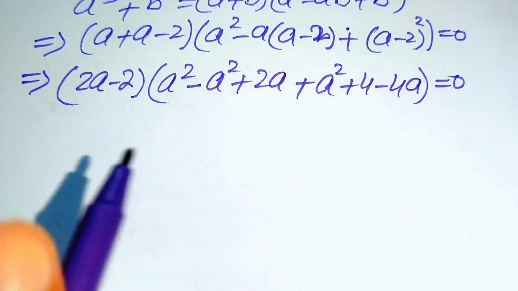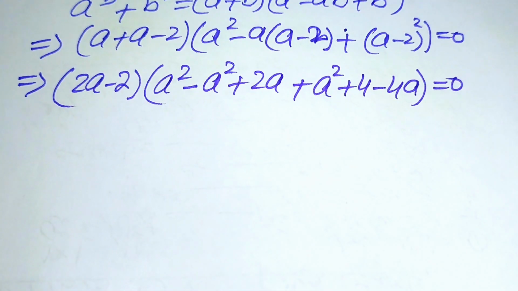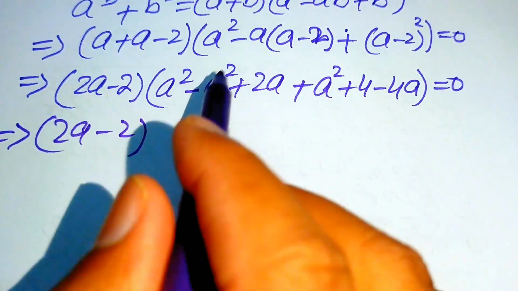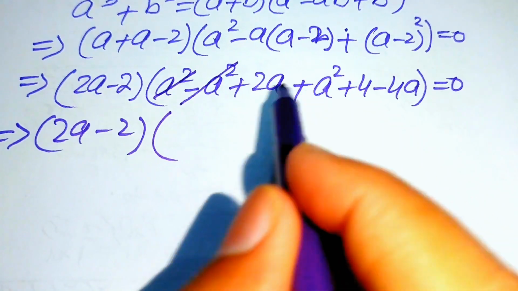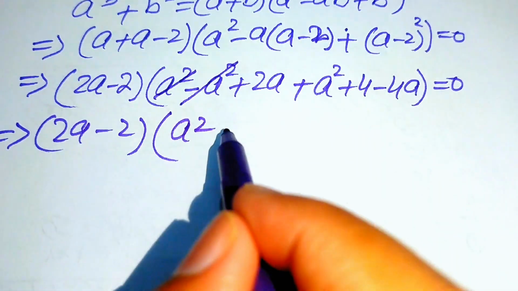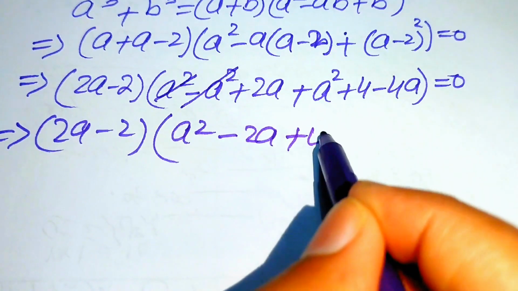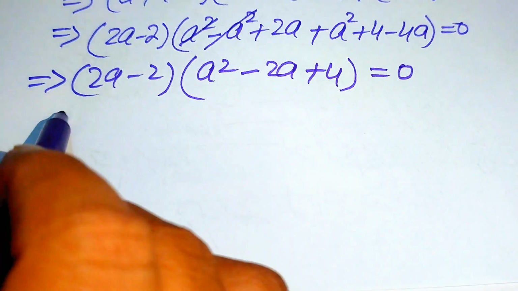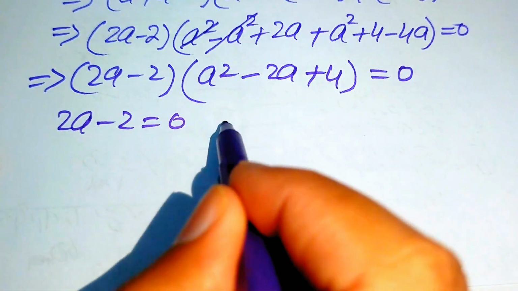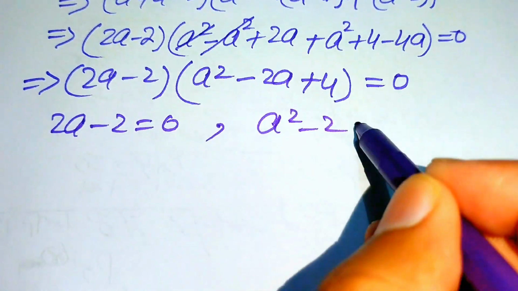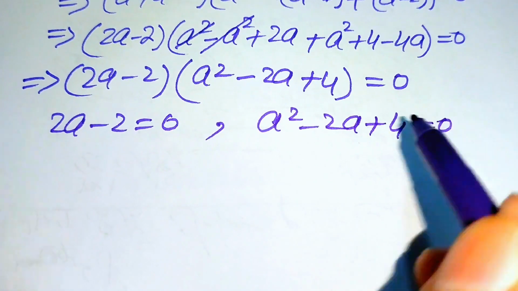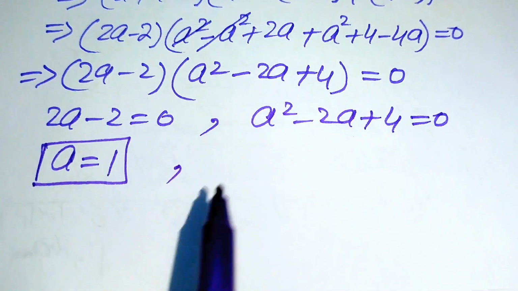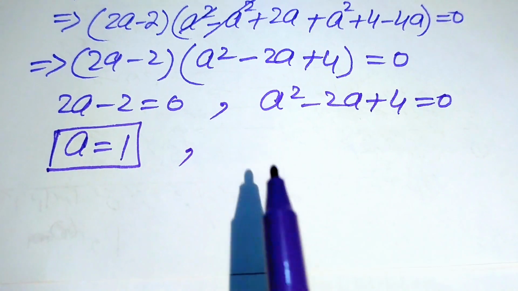So here we need more simplification, and we obtain 2a minus 2 into, this negative and positive are gone, and we get a squared, and this 2a minus 4a equals to minus 2a plus 4 equals to 0. So now we convert this into cases. Our first case is 2a minus 2 equals to 0, and the second case is a squared minus 2a plus 4 equals to 0. In the first case, we easily get the value of a equals to 1. And in order to solve this quadratic equation, we again use the quadratic formula.